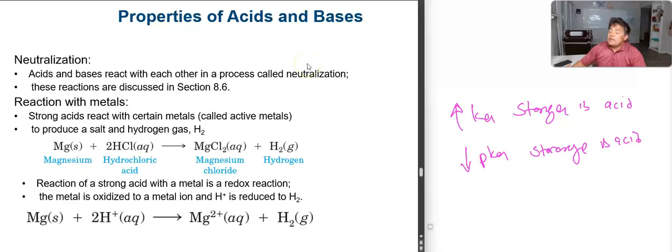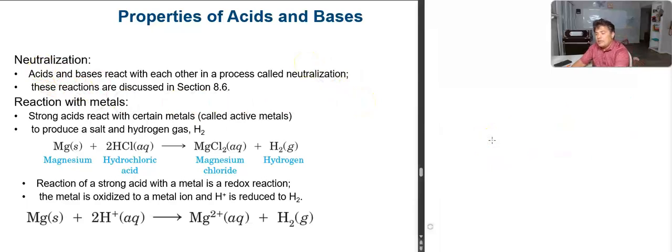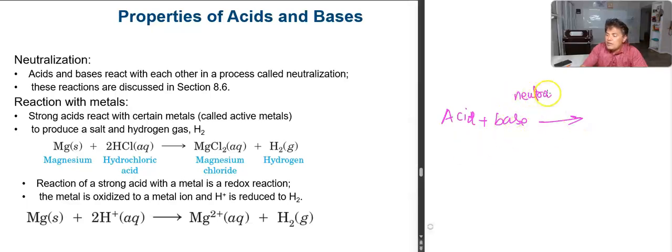Now let's study some properties of acids and bases. First of all, neutralization. Acid base reactions have a neutralization reaction. Acids and bases react with each other in a process called neutralization. Acid plus base gives a salt, which is neutral, plus water. So that's why it is called neutralization. These reactions are discussed in section 8.6, and we will discuss them there.